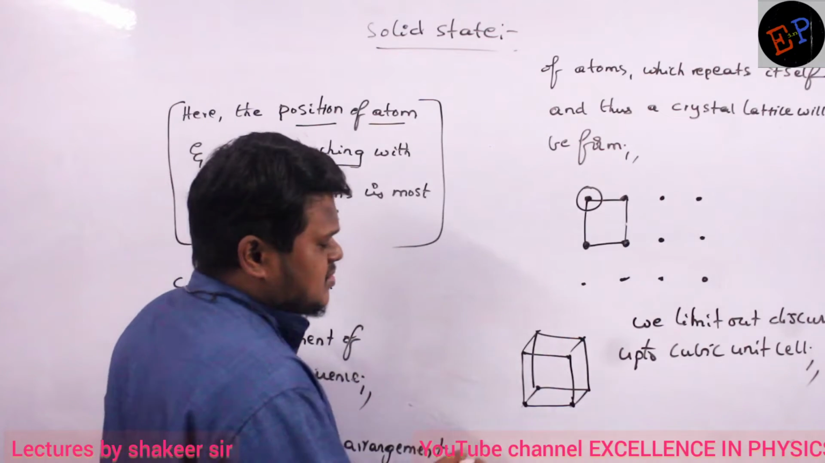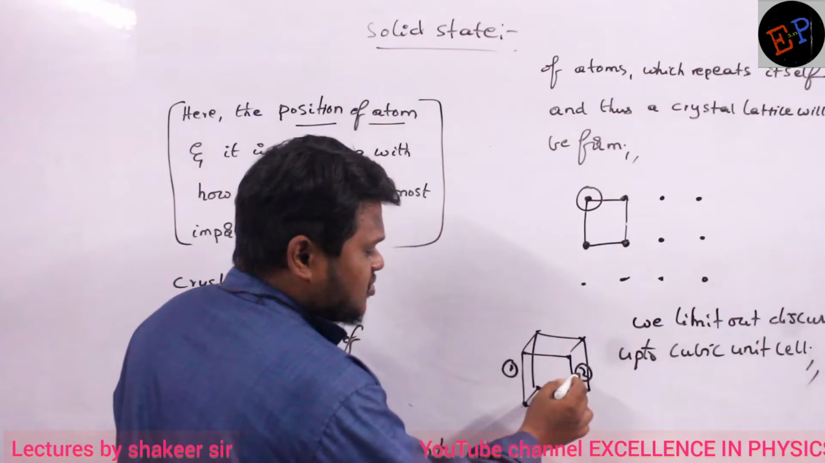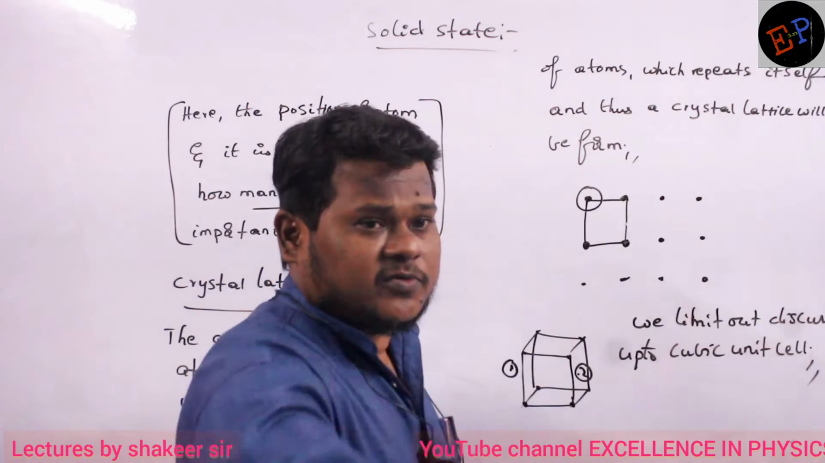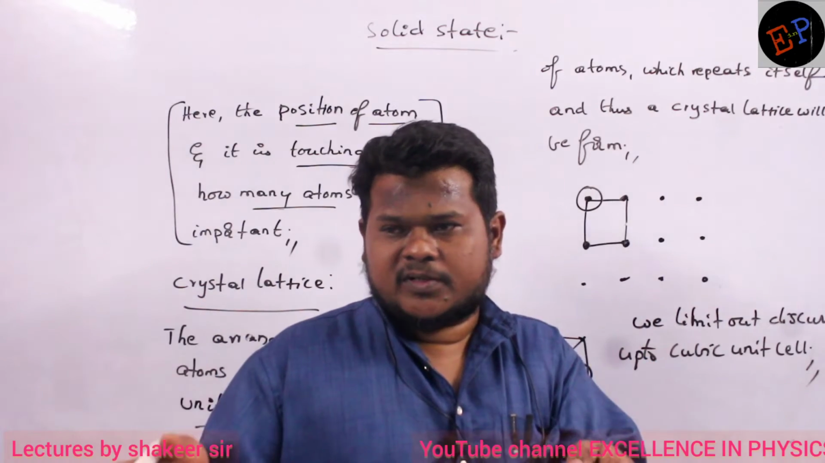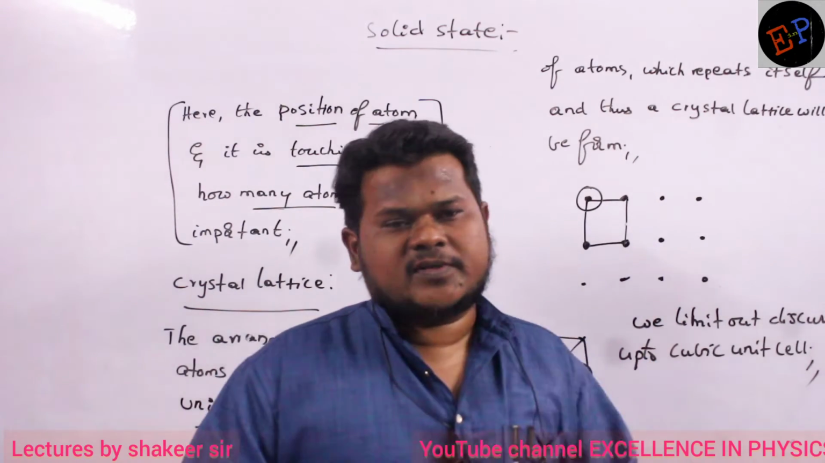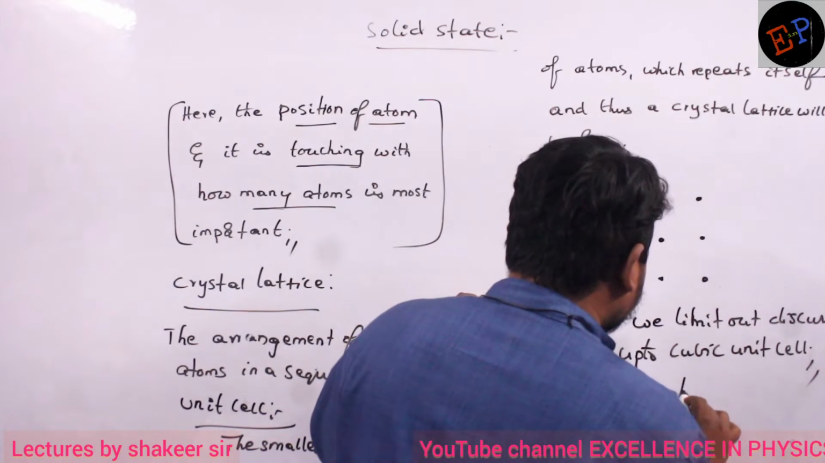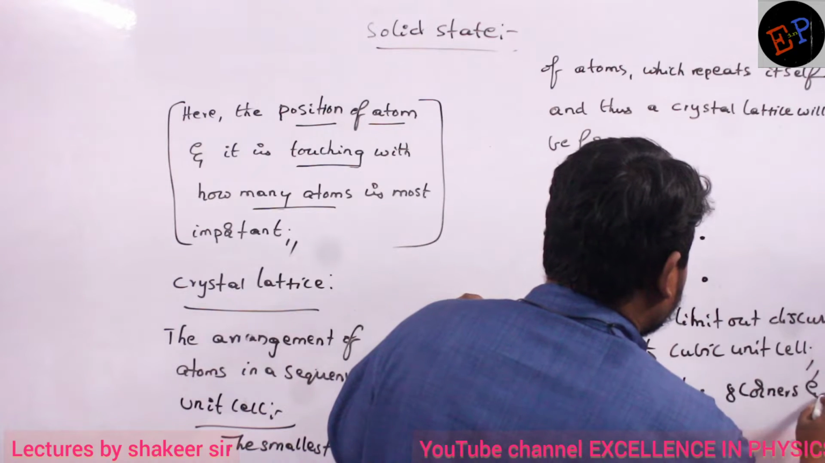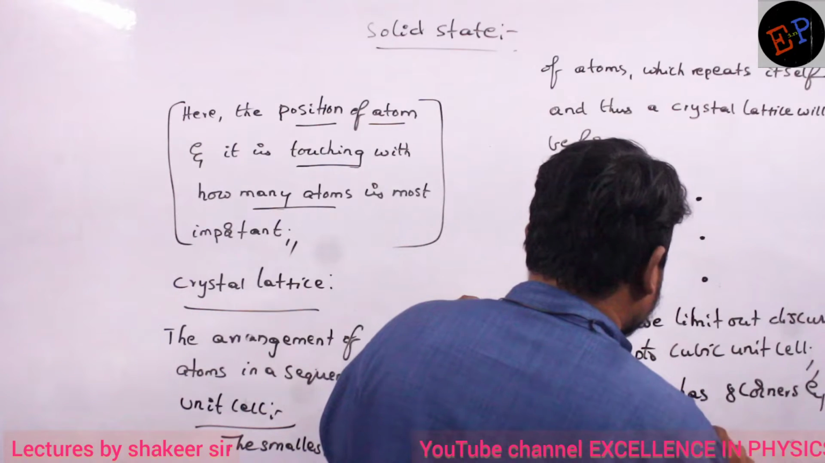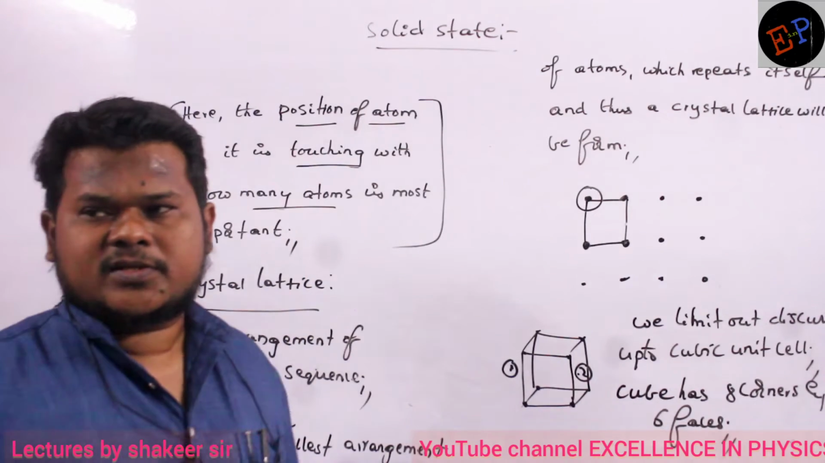Faces, how many faces? So this is the first face, this is the second face, and these 2 faces are covered by another 4 faces. The cube has 4 faces on the sides, and 2 faces on this side. So totally how many faces? 6 faces are present. So therefore the cube has 8 corners and 6 faces.